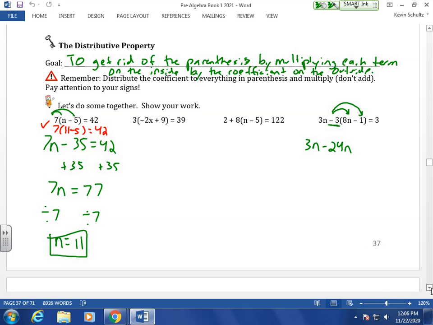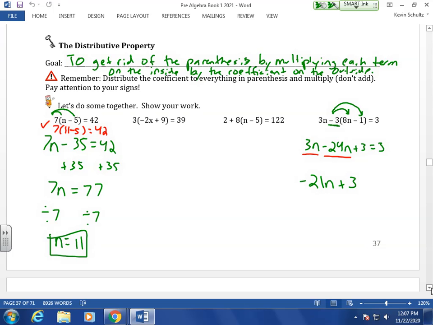And then a negative 3 times a negative 1. This is where a lot of people lost their signs, messed up the signs. You have a negative times a negative. That's going to be a positive. Okay? And here's a situation where even after distributing, we're not done yet, right? This is not a two-step equation yet. We've got like terms here that we can combine. 3n and negative 24n. I've got 3 n's. I subtract 24. I'm left with negative 21.